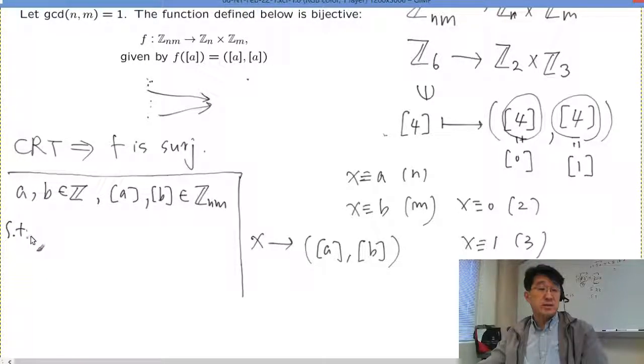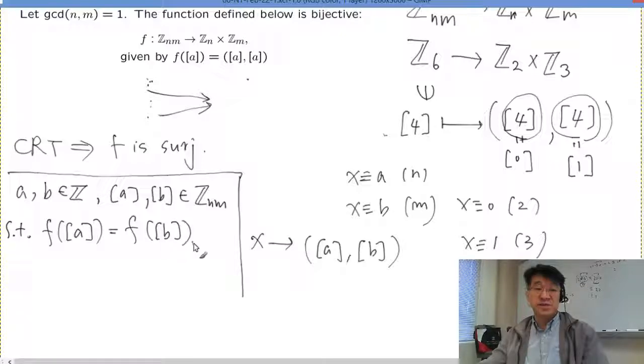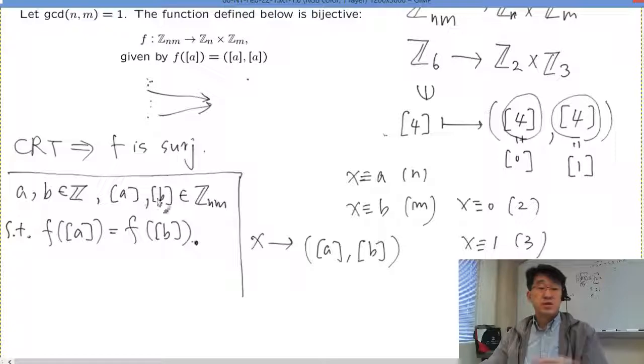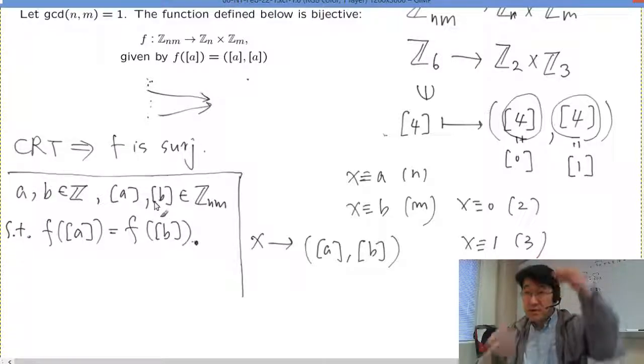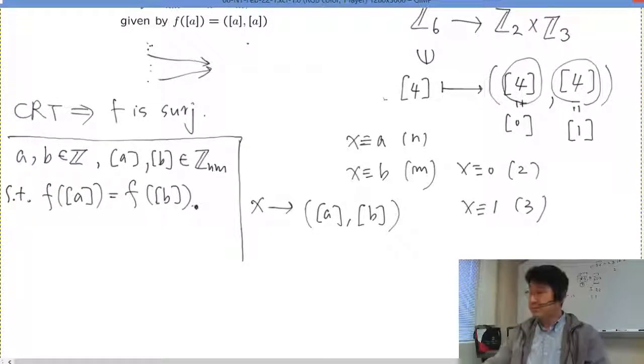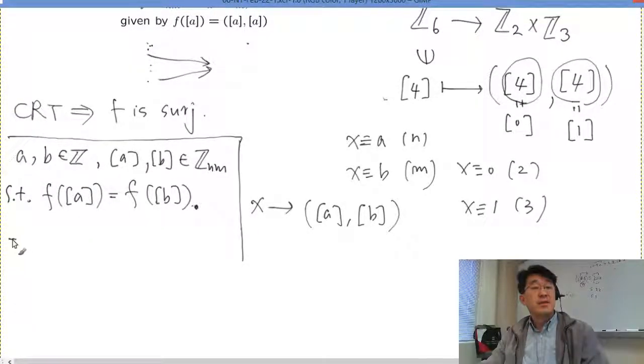Such that f of bracket A is equal to f of bracket B. Does it look like the one-to-one condition? I assume that, and I have to show these two things are the same class they came from in the first place. Fair enough? So let's follow the definition.